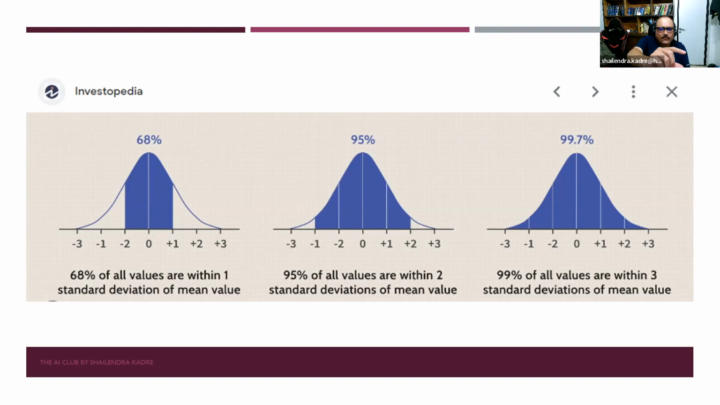So standard deviation 1, and there is a misprint actually. On the left side it should be 0, minus 1, minus 2, minus 3. Like 0, then minus 1, then minus 2 and minus 3. So there is a misprint here.